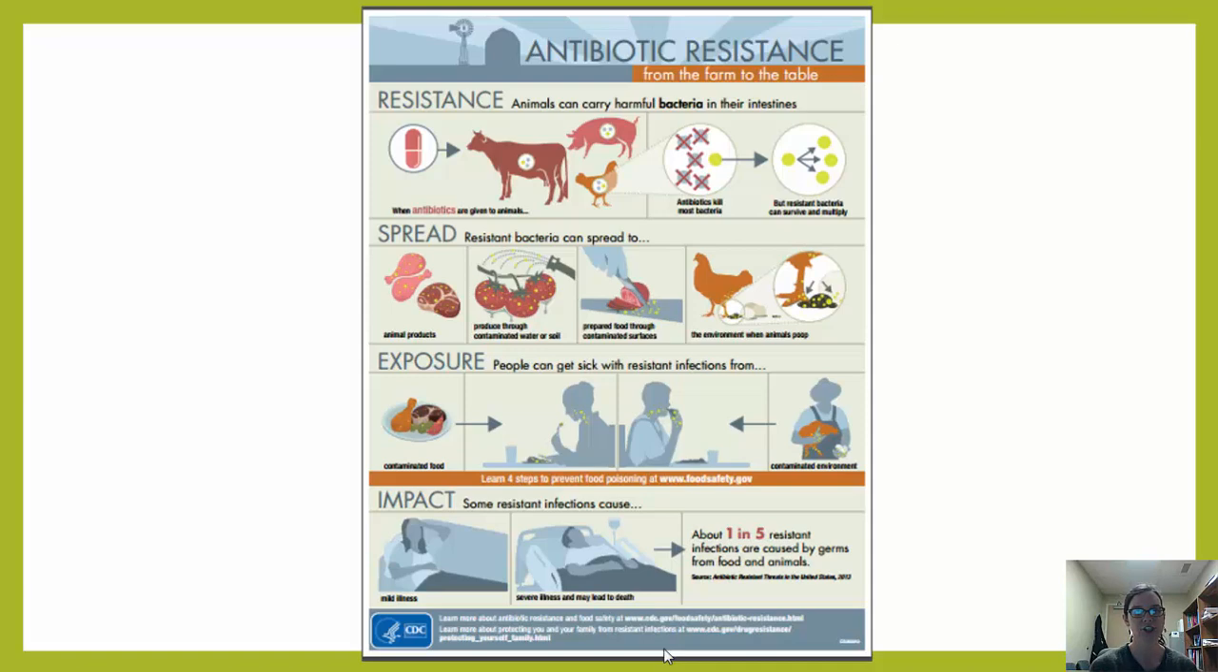Okay, so how does the administration of antibiotics impact us as humans? This is a really nice figure from the CDC. It shows that, just like in the clip, the animals are administered the antibiotics. They may have one bacteria that's resistant, and since that one's resistant, it has less competition for resources and multiplies. Then that resistant bacteria is on our food from the meat that we eat, or our produce because of manure that we get on the field, or from direct contact between animals and their feces. And then we would either eat the food or come in direct contact with the animals. And it says that about 1 in 5 resistant infections are caused by germs from food and animals.